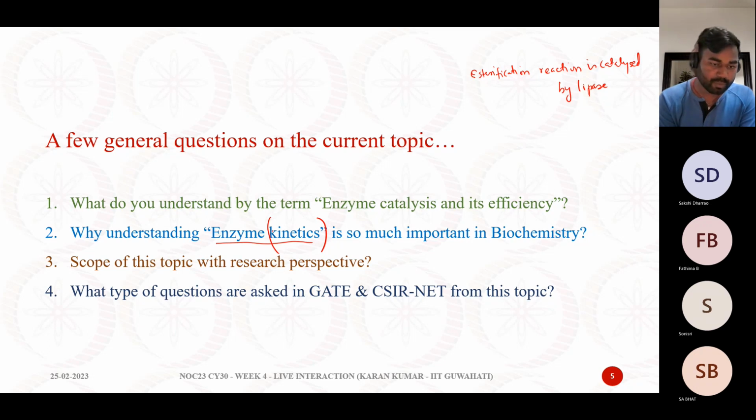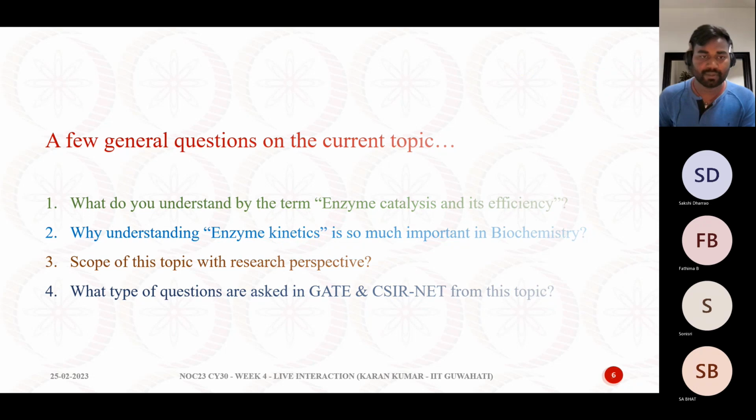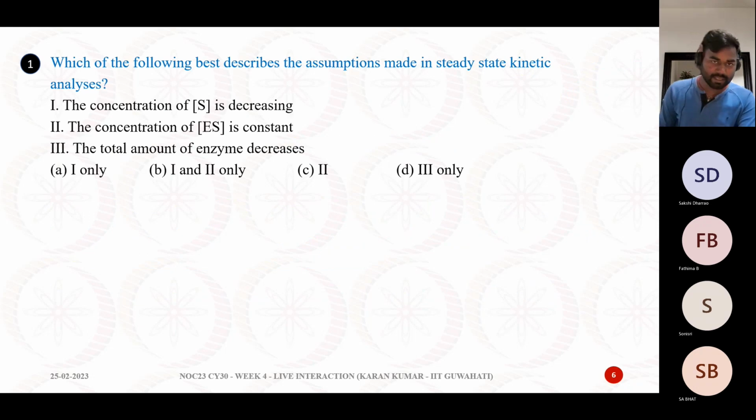What is the scope of the topic from a research perspective, I will discuss in greater detail in the upcoming slides. We will also talk about the types of questions asked in the GATE and CSIR-NET examinations from this topic. Now, before that, I would like to ask a few questions from the slides that ma'am has discussed.